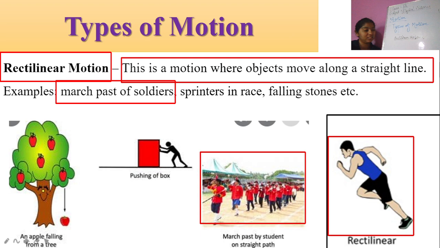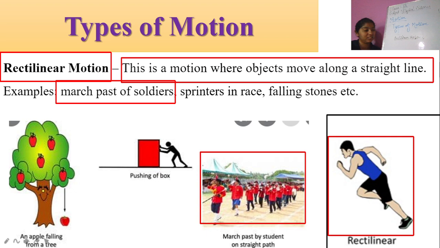Like sprinters in a race or falling stones. You can see here the falling apple, which is falling from the tree. You can see this is straight. It is not falling in a zigzag pattern, right? So it is moving in a straight line.